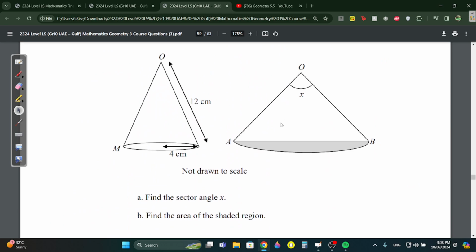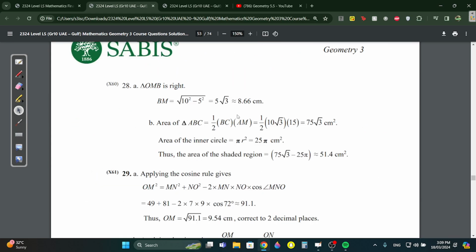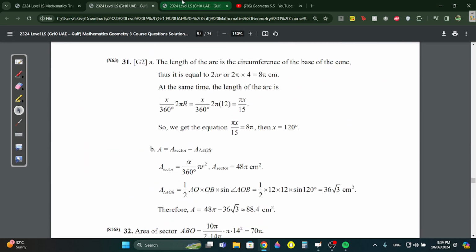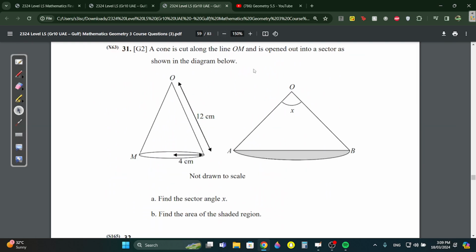Okay, question 31. This also came. Let me go to it. 31. The answer for this one in the exam, I have it here. Let me open it. Yeah, this x over here was 60 degrees, and the shaded region was 13. Okay, in case it comes.